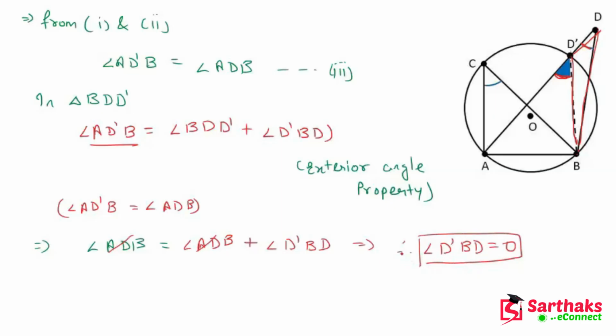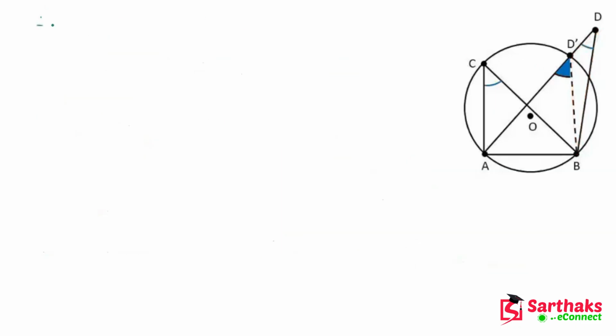From this we can say that D dash and D, these 2 points coincide, thus our assumption was wrong. We assumed that point D does not lie on the circle, that it lies outside the circle. So this assumption is wrong. So we can say point D lies on the circle. It means A, B, C and D are concyclic points. So we can write D dash and D coincide.